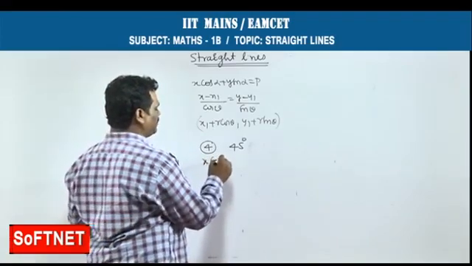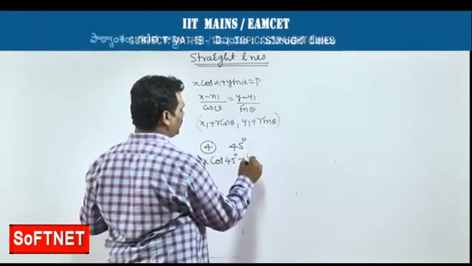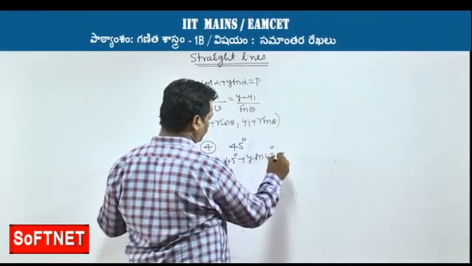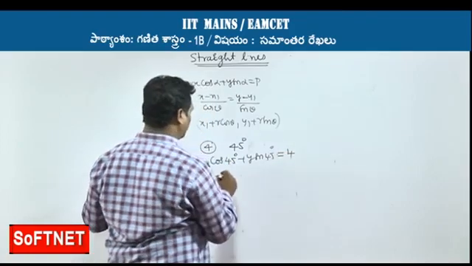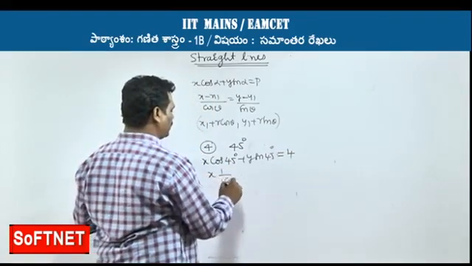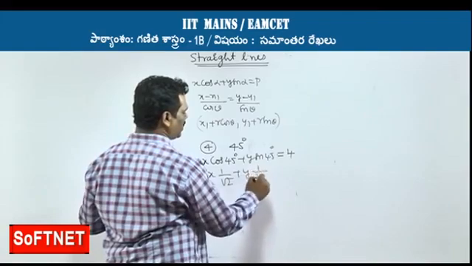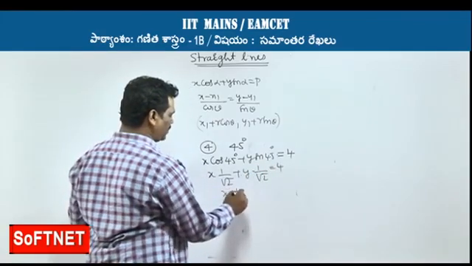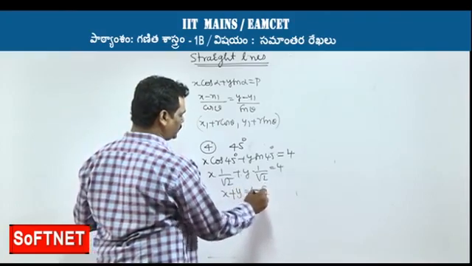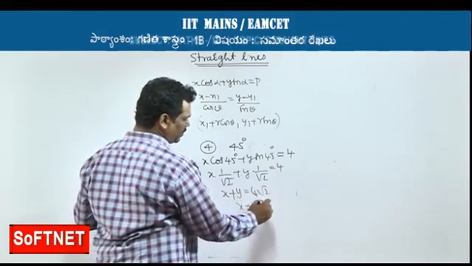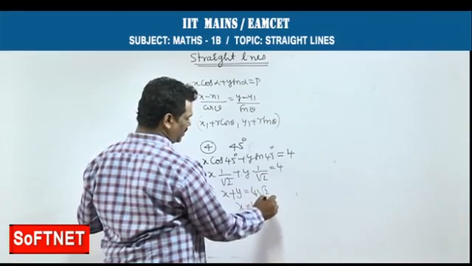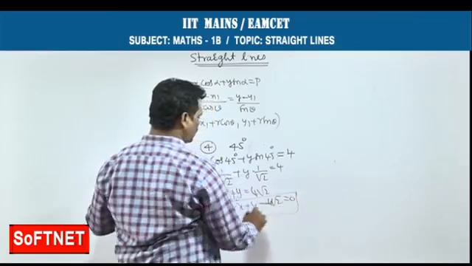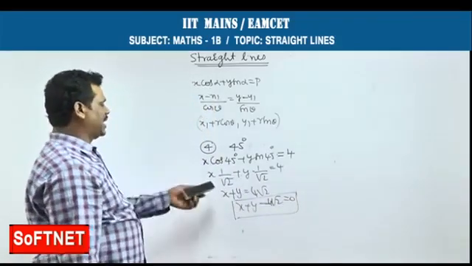By using the normal form, x cos 45 plus y sin 45 is equal to p, which here is 4 units. So x by root 2 plus y by root 2 equal to 4. Here the LCM gives root 2 x plus y equal to 4 root 2, so x plus y minus 4 root 2 equal to 0. This is the required equation of the straight line.